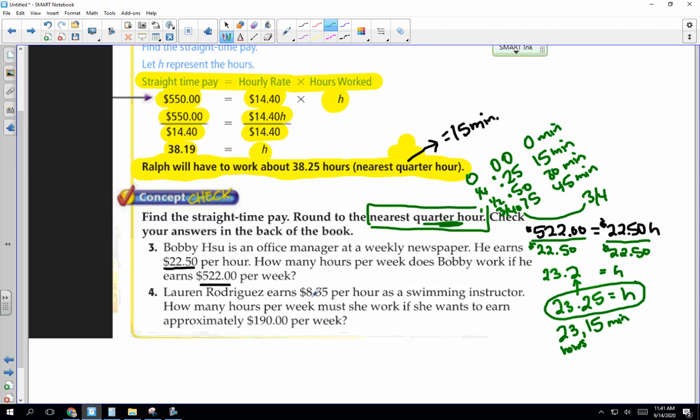All right, Lauren here. She earns $8.35 as a swim instructor. How many hours does she have to work to make $190 a week? So $190 is her goal. She makes $8.35 every hour, but we don't know how many hours that's going to be. So we're going to divide both sides by 8.35.